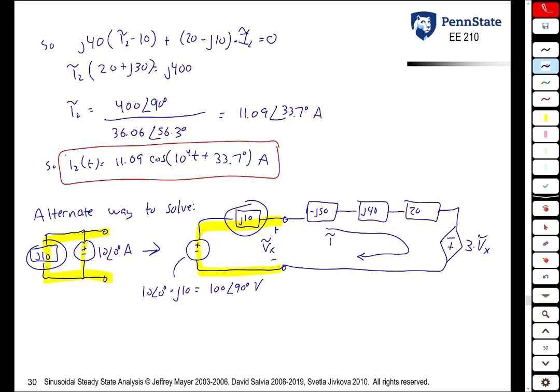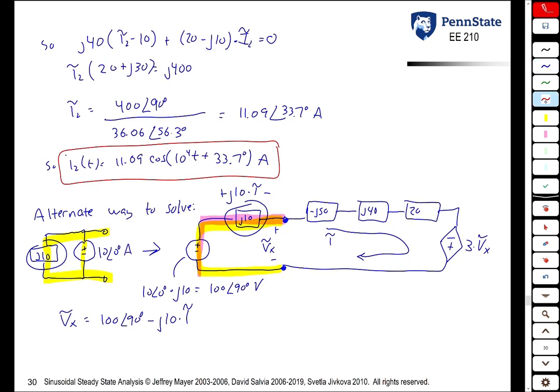So the first thing we need to do to find I tilde is we want to get rid of Vx tilde. Vx tilde is the voltage at this point here. It's going to be this voltage minus the voltage drop across that J10 impedance. The voltage drop across that impedance is going to be just J10 times I tilde. So we get that Vx tilde is 100 at an angle of 90 degrees minus J10 times I tilde.